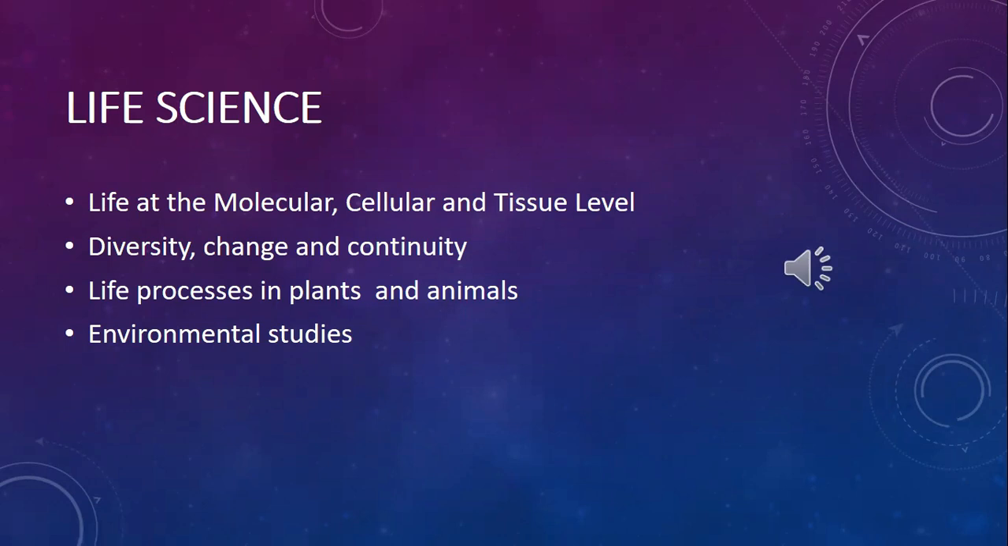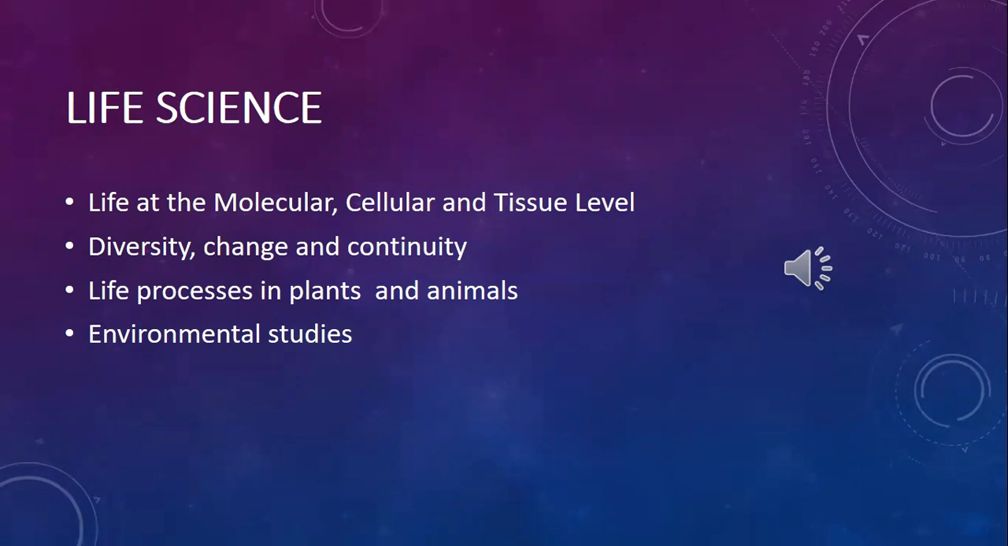Life sciences is the study of life at various levels. Life sciences is divided up into 4 knowledge areas. So when you choose life sciences as a subject, these are the 4 areas that we are going to be focusing on. The first area is called life at a molecular, cellular, and tissue level.